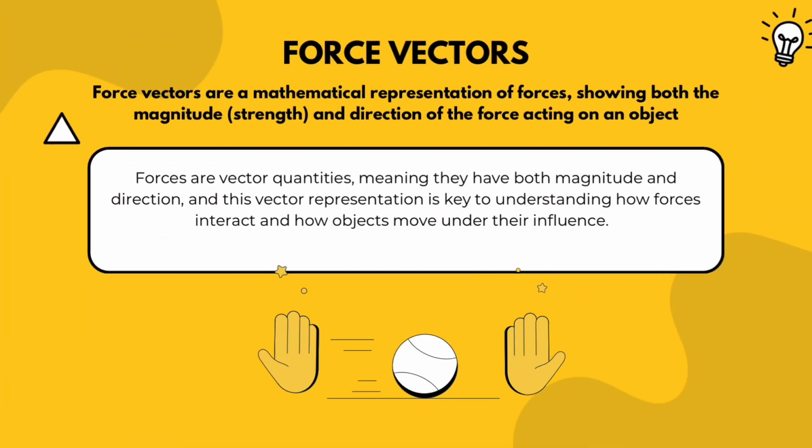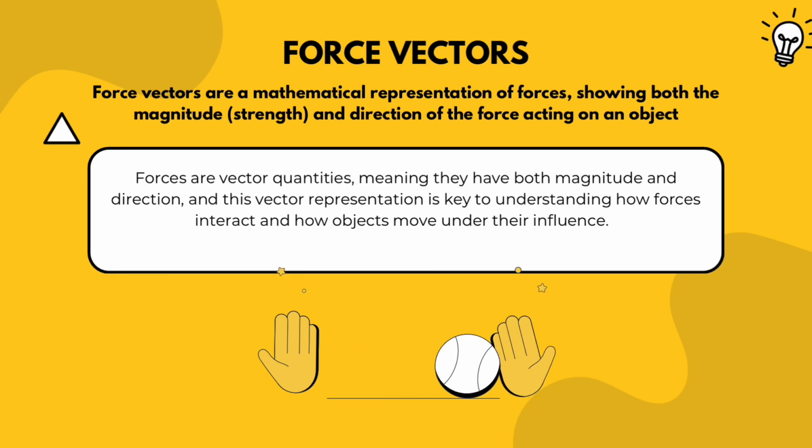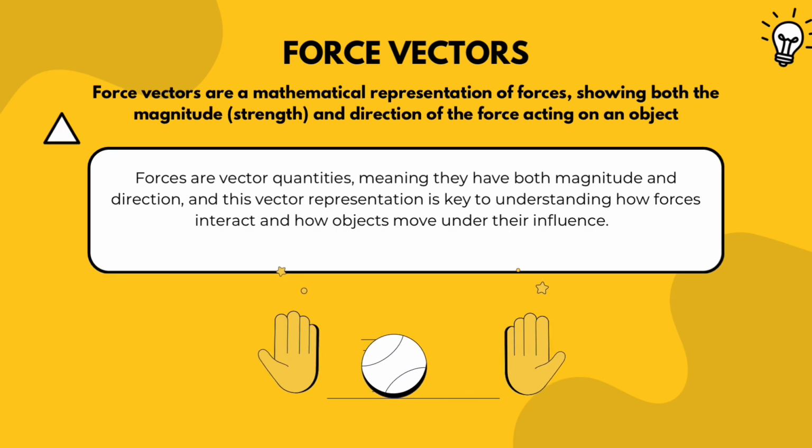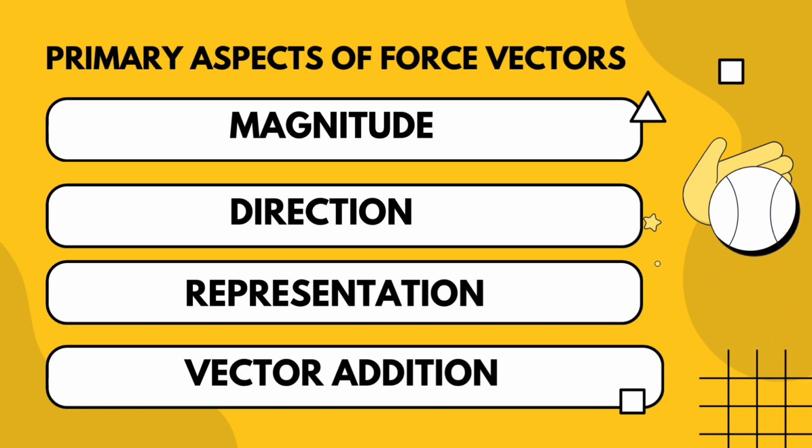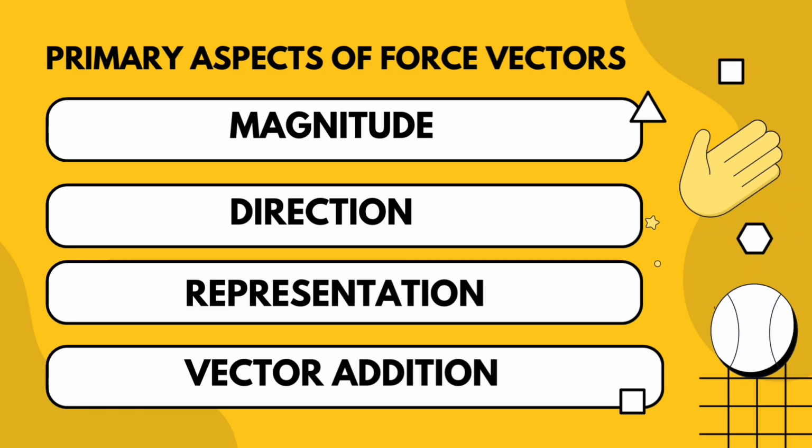Now we'll be moving on to the topic behind these bridges, which is force vectors. Force vectors are a mathematical representation of forces, showing both the magnitude, which is the strength, and the direction of the force acting on an object. Forces are vector quantities, meaning that they have both magnitude and direction, and this vector representation is key to understanding how forces interact and how objects move under their influence. We can break it down into the main aspects, which include magnitude, direction, representation, and addition.